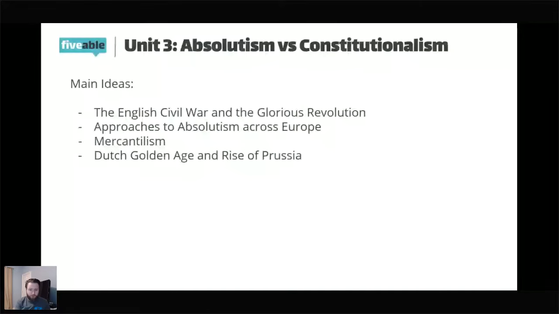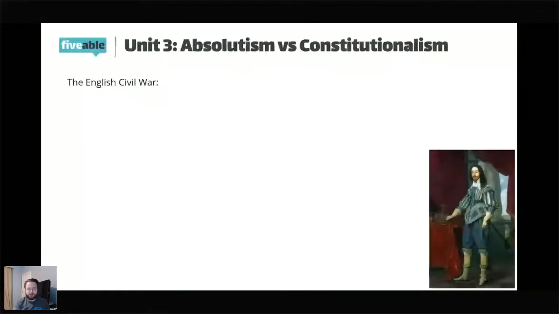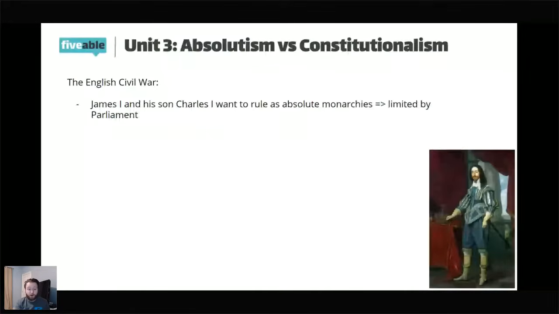So let's start with talking about the English Civil War. So James I and his son Charles I, after the Tudor dynasty dies out with Elizabeth I, are brought in from Scotland to rule. Well, James I is, and then his son Charles I, who succeeds him. But they want to rule as absolute monarchs. This is a problem because the English Parliament exists. All right, the English Parliament is established by the Magna Carta hundreds of years prior to this. All right, so it's not going anywhere. And this is going to really put a damper on the fact that they want to rule as absolute monarchs.